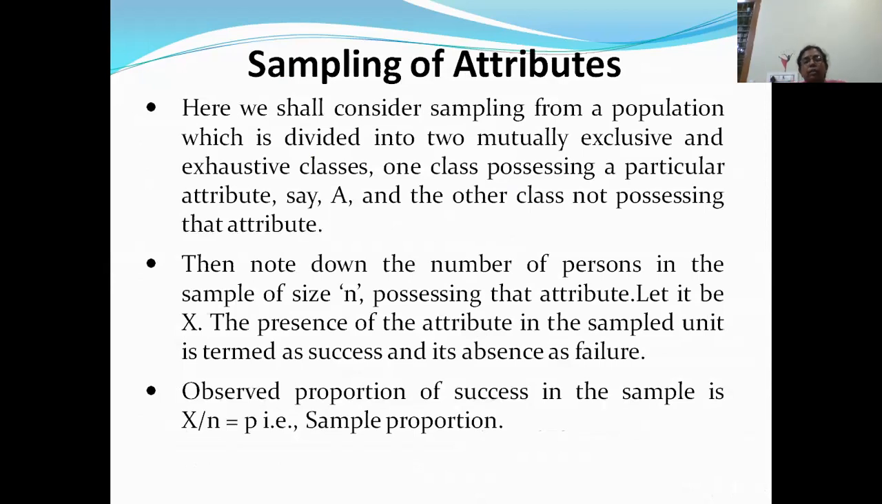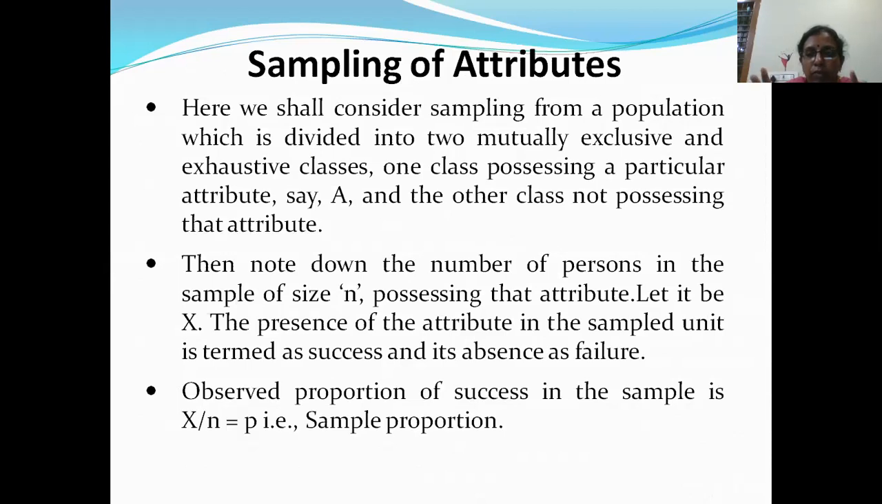Now, next type of large sample test is sampling of attributes. So here, as I explained to you in theory of attributes session, attributes are nothing but qualities which you cannot measure, but we can only measure them with their presence or absence. So here also we'll consider a sample from a population which is divided into mutually exclusive and exhaustive classes. So population is divided into two parts. One class possessing a particular attribute, say A, and the other class is not possessing that attribute. So what we do, we note down the number of persons in the sample of size n possessing that attribute.